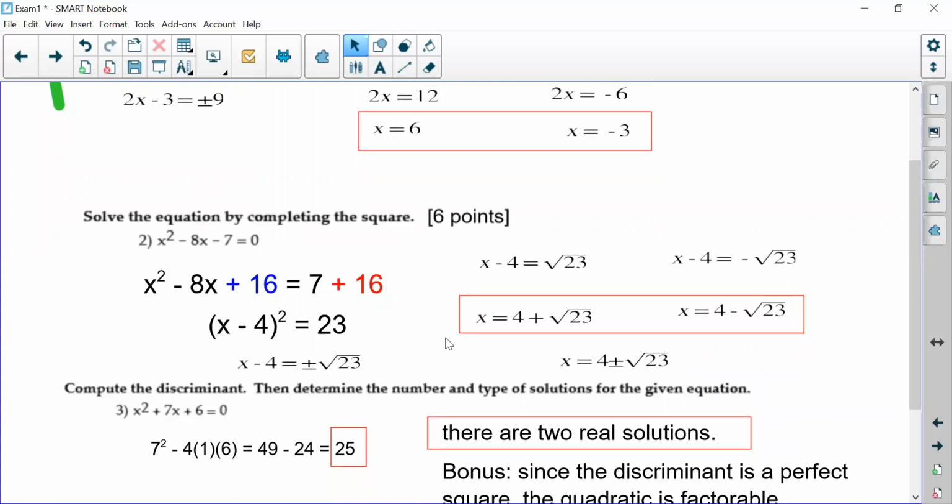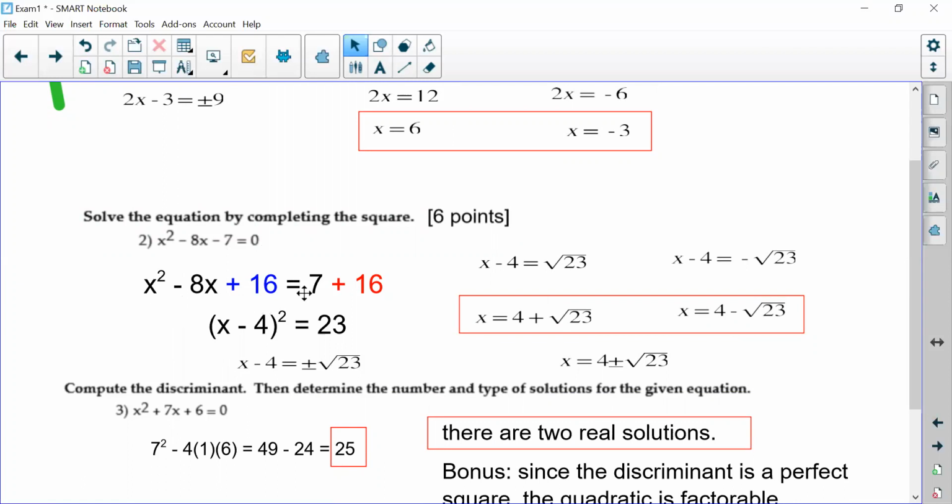And when I talked about this, I always talked about kicking over the constant on the other side of the equal sign and then completing the square. So to complete the square, you have to take half of b and square it. So half of negative 8 is negative 4. If you square that, you get 16, which is why this blue number represents me completing the square.